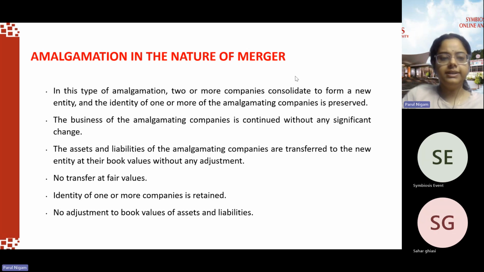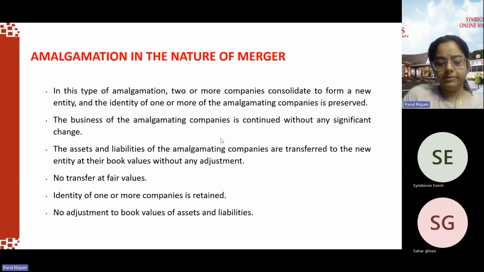So what I was telling you is that if company A and company B merge together, our final outcome will be an AB company, or an ABC company. Your identity and your assets will be preserved. Then the business of the amalgamating company is continued without any significant changes.